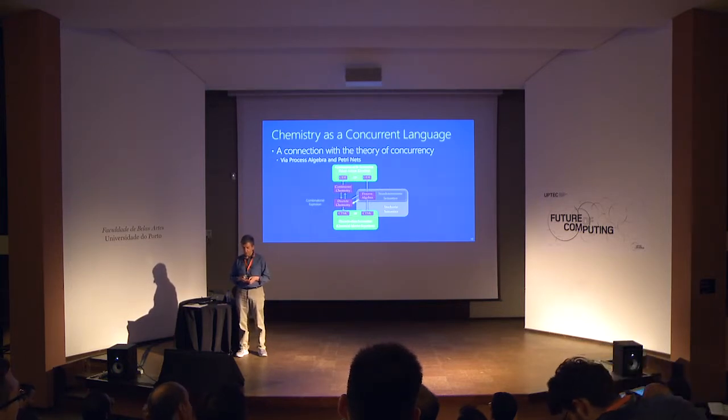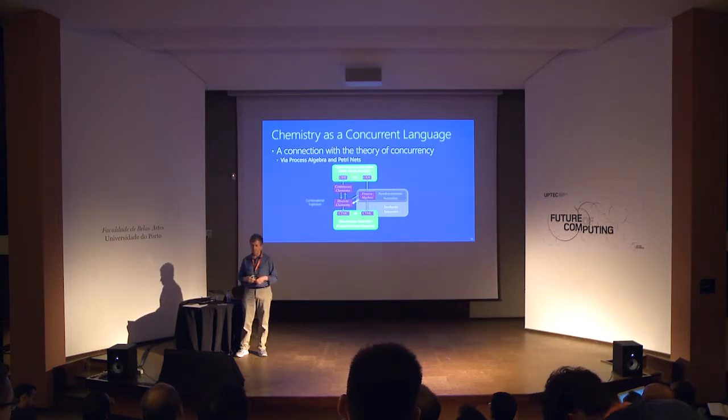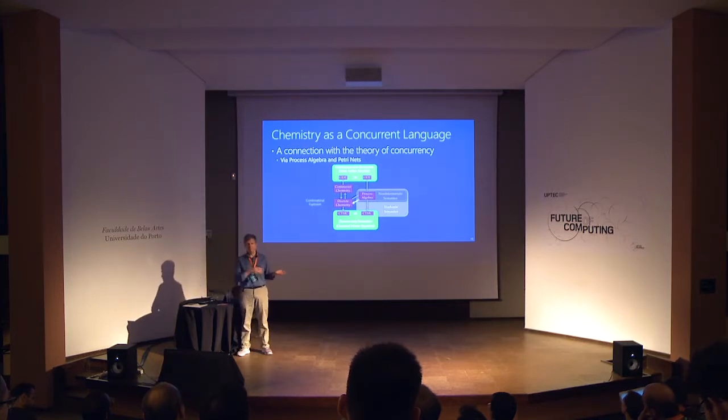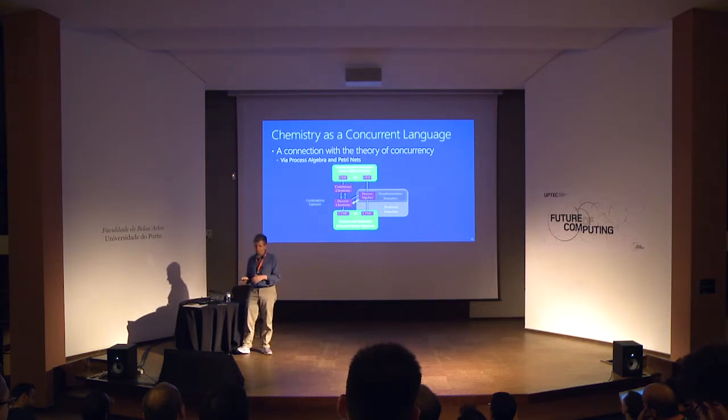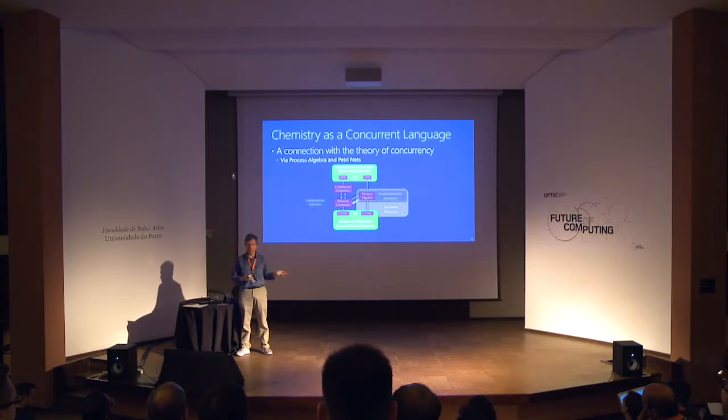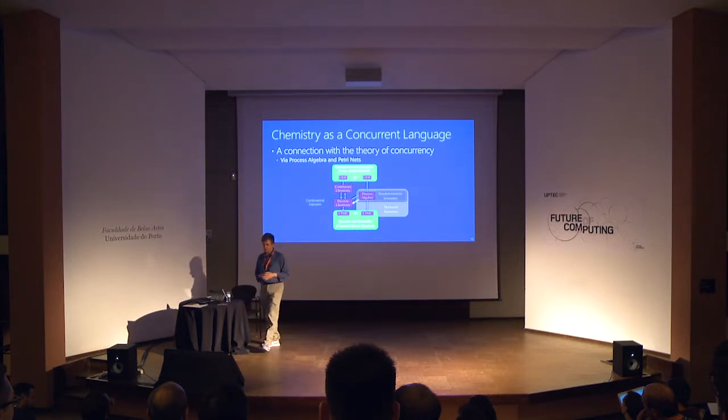Now, chemistry, as I said, we would like to use as a programming language. It is a concurrent language, where the reactions go in parallel. So it has a connection with the theory of concurrency. In fact, chemistry and Petri nets are pretty much the same thing, and stochastic chemistry is pretty much the same thing as stochastic Petri nets. In fact, apparently Mr. Petri got his idea of Petri nets from chemistry. Actually, he was trying to model chemical processes. So there is a quite interesting connection there.